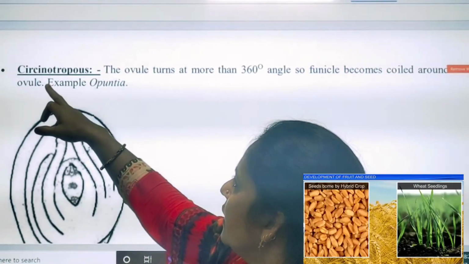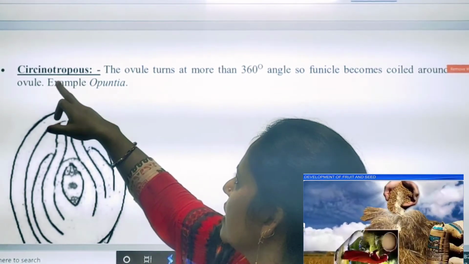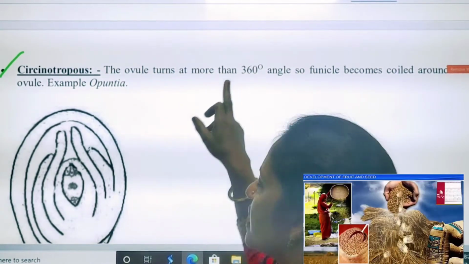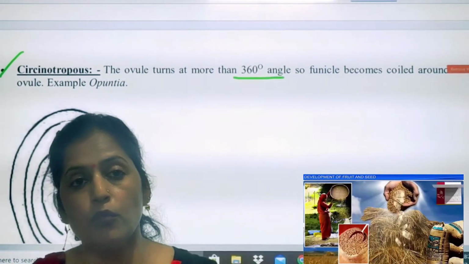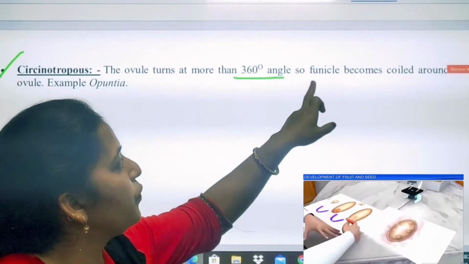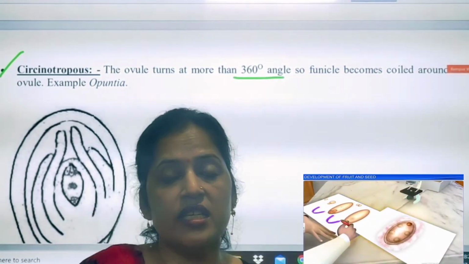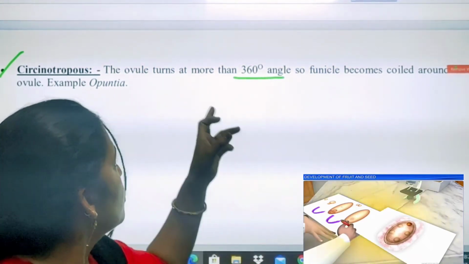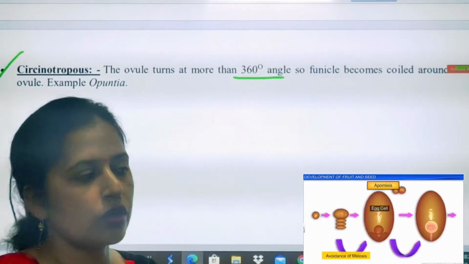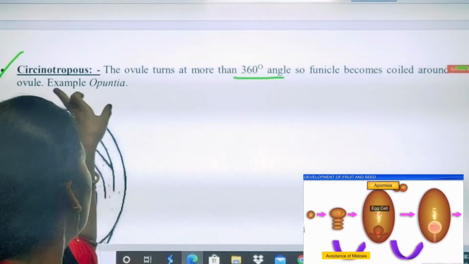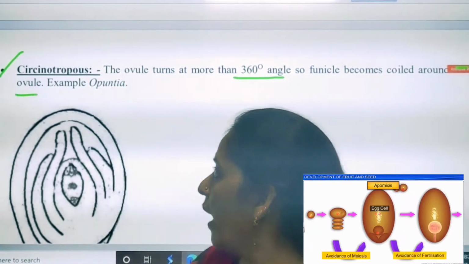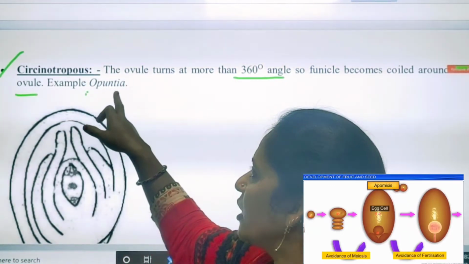Next is the circinotropous ovule. The ovule turns at more than a 360 degree angle. In this, the ovule turns more than 360 degrees. So the funicle becomes coiled, because of turning more than 360 degrees, the funicle is coiled around the ovule. And the common example is Opuntia.